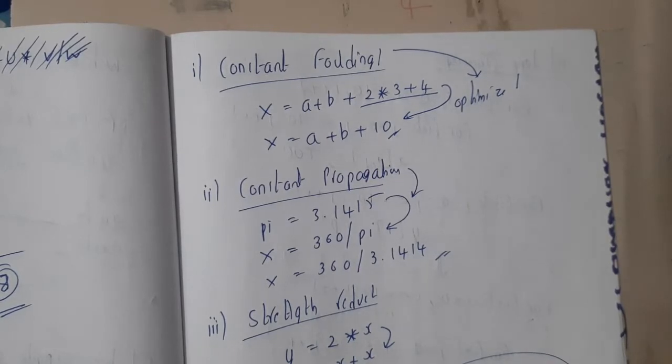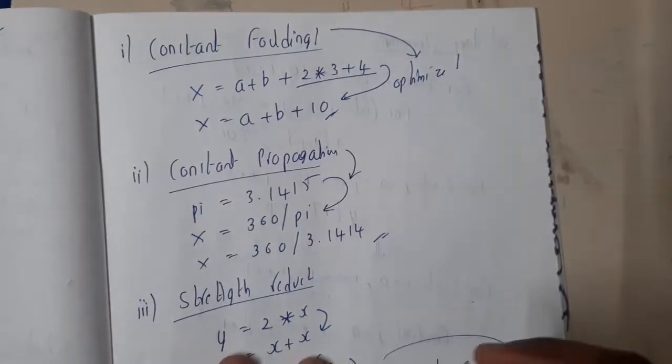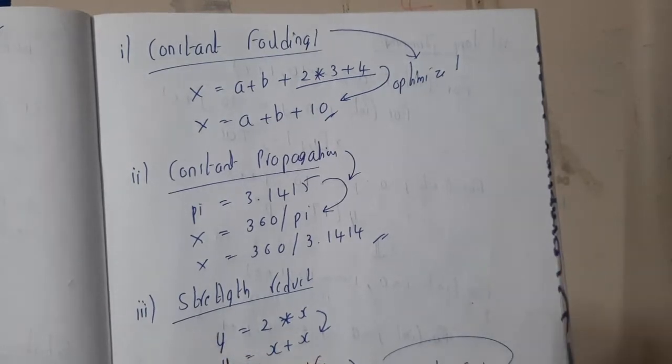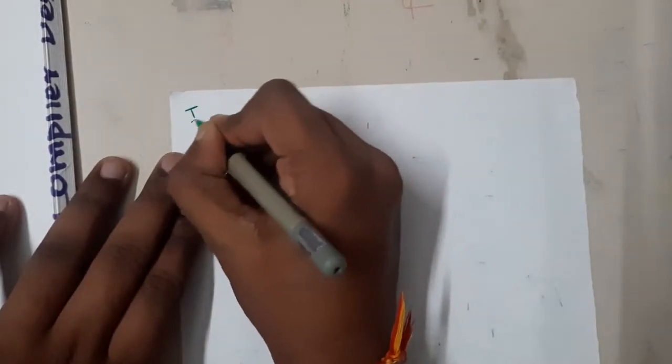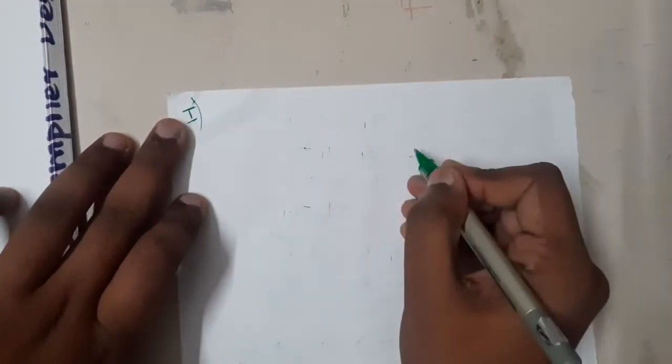To be clear, there are a total of 8 different types of optimizations. Shall I write them down and explain, or shall I directly explain from the book? I think writing them down and explaining will be better. So the first type is code folding.